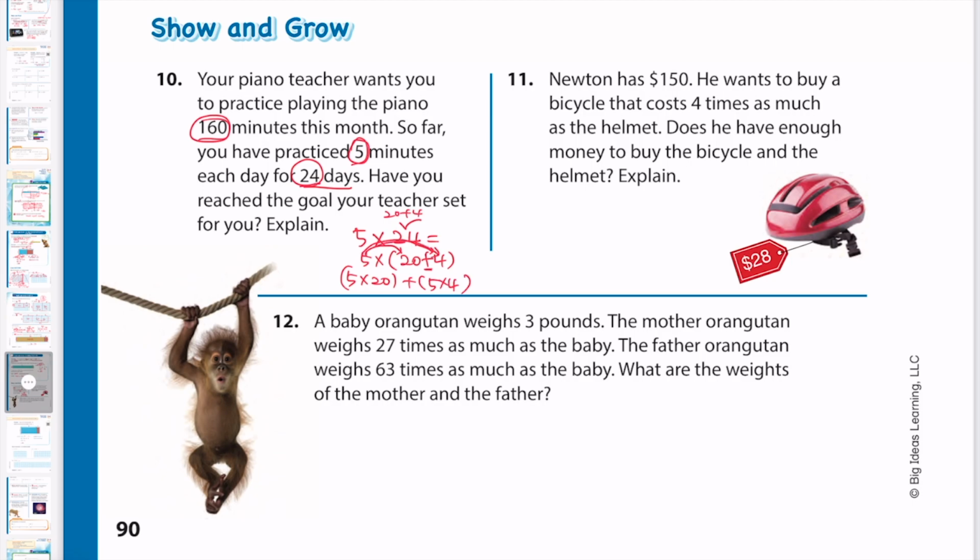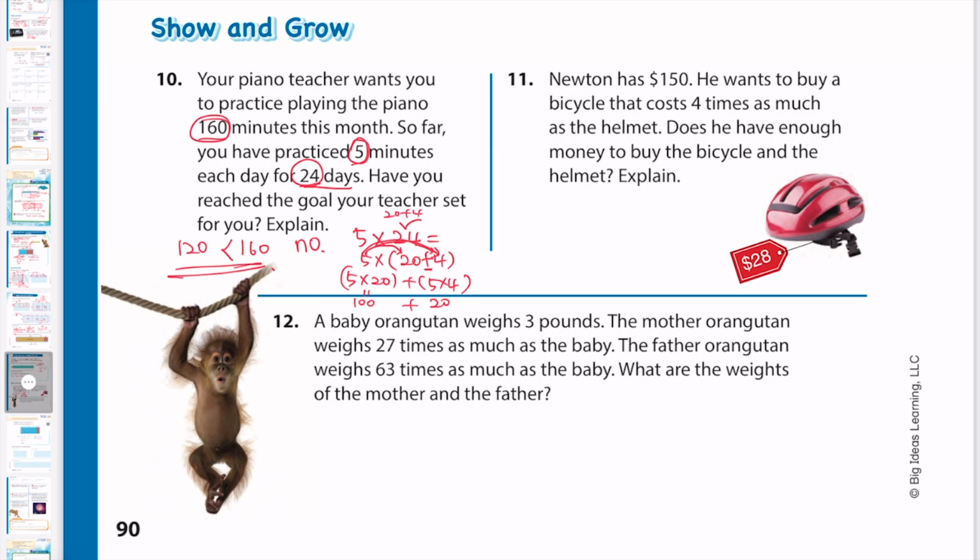So what is it? 5 times 20 is, 5 times 2 is 10, another 0, 100. And 5 times 4 is what? 20. When you add them together, 120 minutes you practice. Hold on, let's compare. 160, that's bigger, right? That's greater. That means what? Nope. And this is the explanation. No, you didn't reach the goal that your teacher set for you.